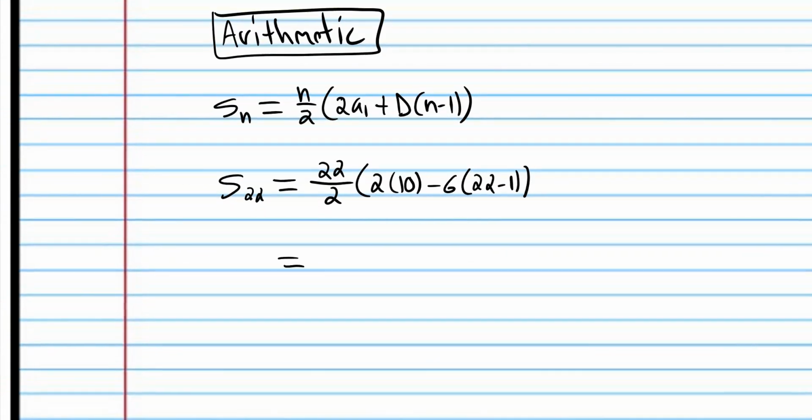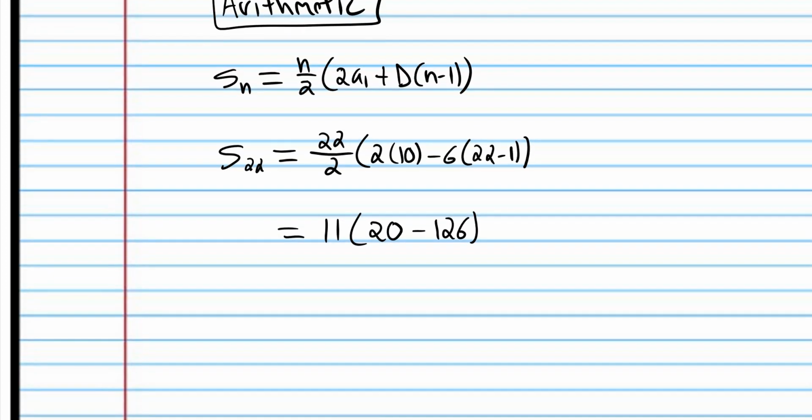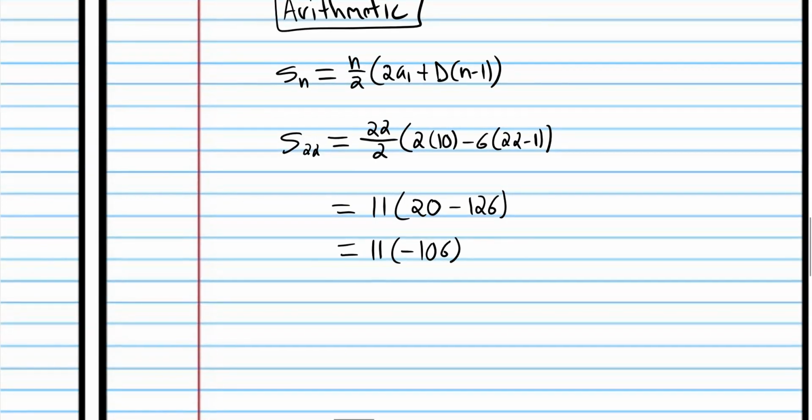So now we have 11 times 20 minus 6 times 21, which is 126. And 20 minus 126 is negative 106. Negative 106 times 11 is negative 1,166.